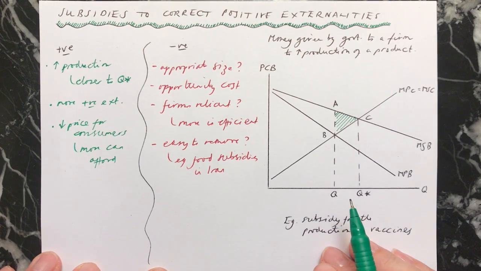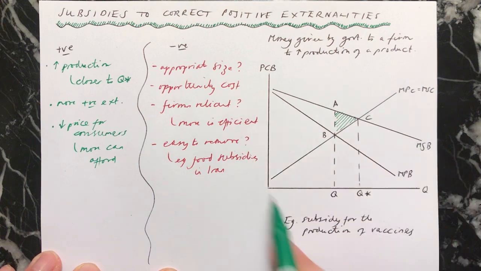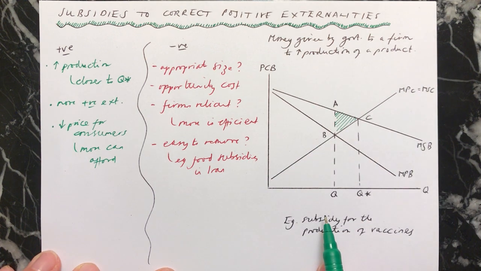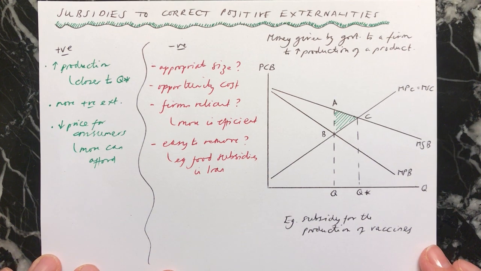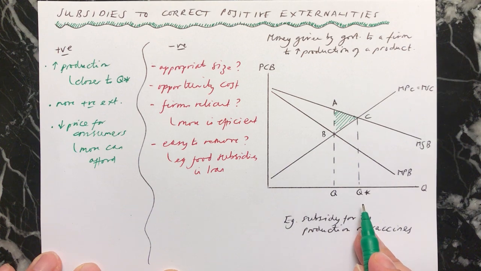We're now going to look at a slightly more technical way of looking at this diagram to show how a subsidy can correct the market failure of having positive externalities. When the subsidy is put in place, we know that what we ideally want to happen is for production to increase from Q all the way to Q star. So Q star is the socially optimum level of output.